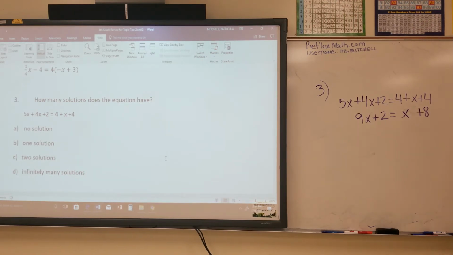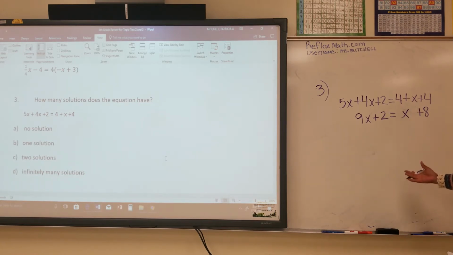These are not equal to each other at all. So therefore, it wouldn't be D. It's not infinitely many solutions. If it was, then these two would be equal on both sides. Okay? But that's not where we are. So we have already eliminated D, infinitely many solutions. So now it can only be A, B, or C. So let's keep working.